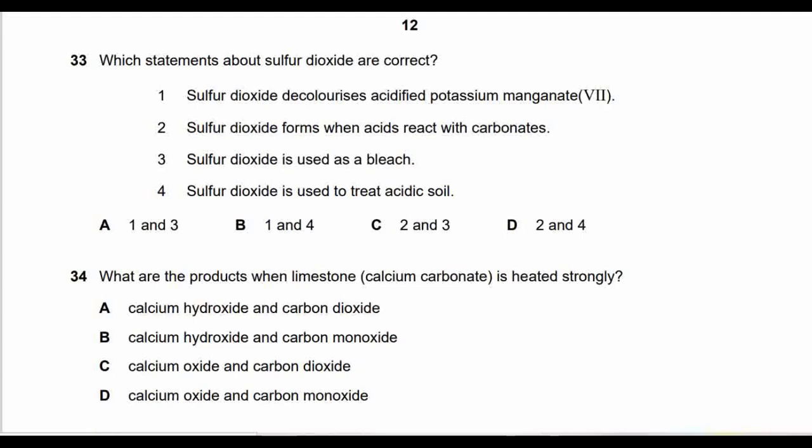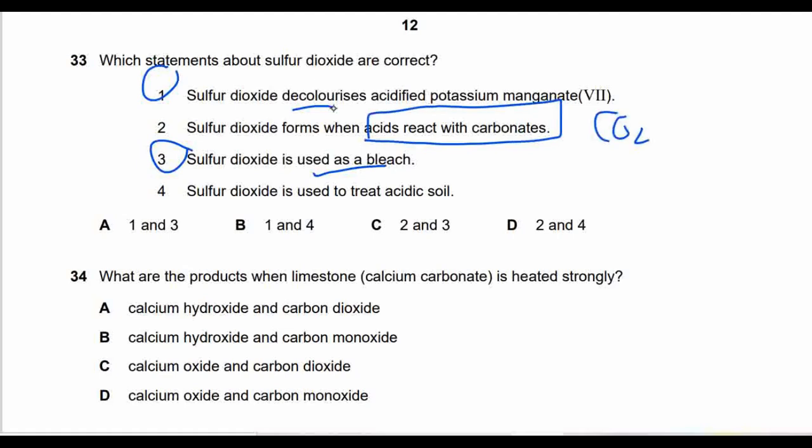Which statements about sulfur dioxide are correct? Sulfur dioxide decolorizes acidified potassium manganate. It should be correct because sulfur dioxide is a bleaching agent, is used as bleaching. So 1 and 3 is correct. Sulfur dioxide forms when acid reacts with carbonate. So when acid reacts with carbonate, it will form carbon dioxide, not sulfur dioxide. So statement 2 is wrong. We have 1, 3 and 1, 4.